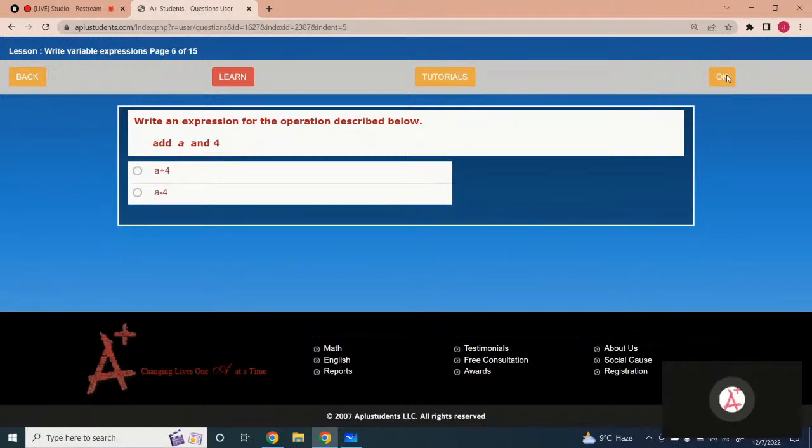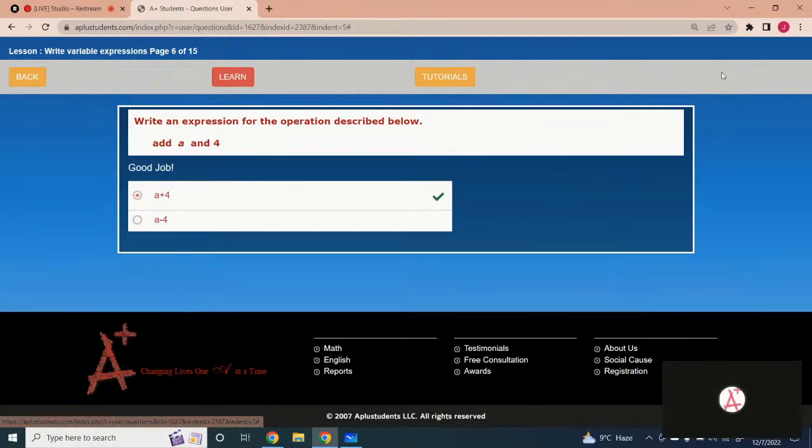Write an expression for the operation described below. Add A and 4. So which is the correct option? The first one or the second one? That is the first option. Got it? It would be A plus 4. So just select the correct option, then click on the OK button.